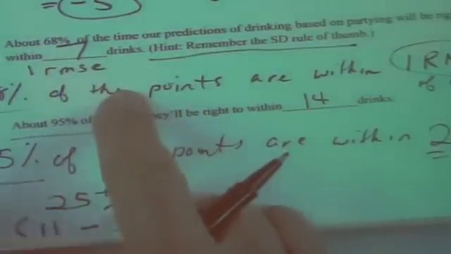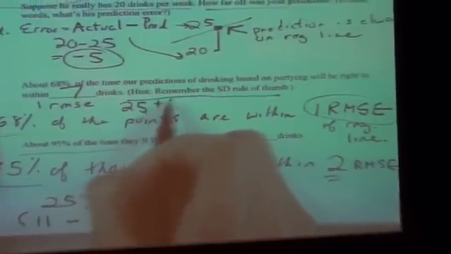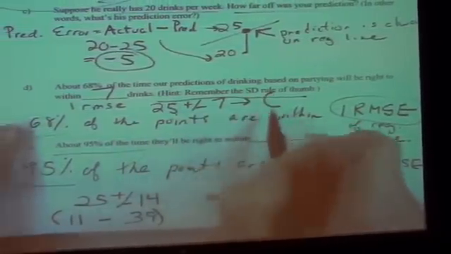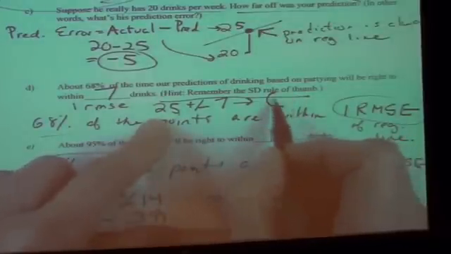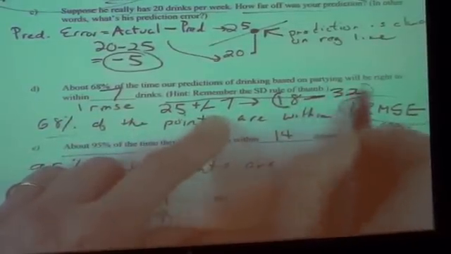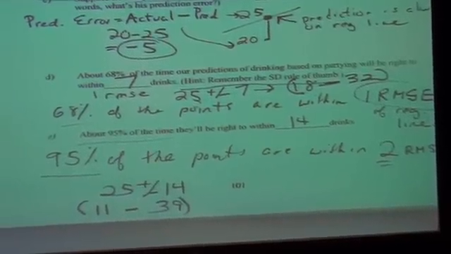Whereas 68% of the time would be what? 25 plus or minus 7, which translates into what? 25 minus 7 is 18, all the way up to what? 32. Does this make sense to people? Do you understand what I'm doing here?